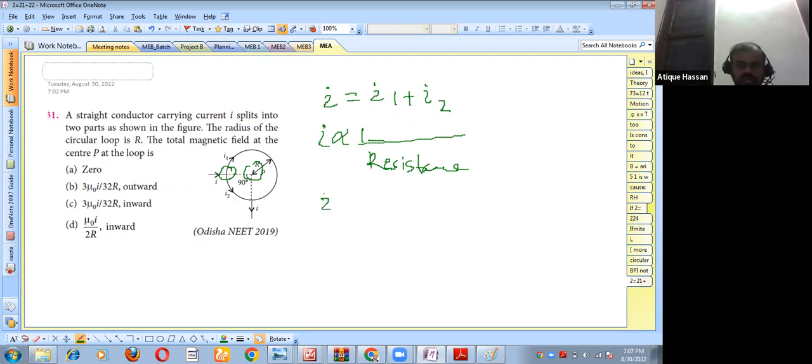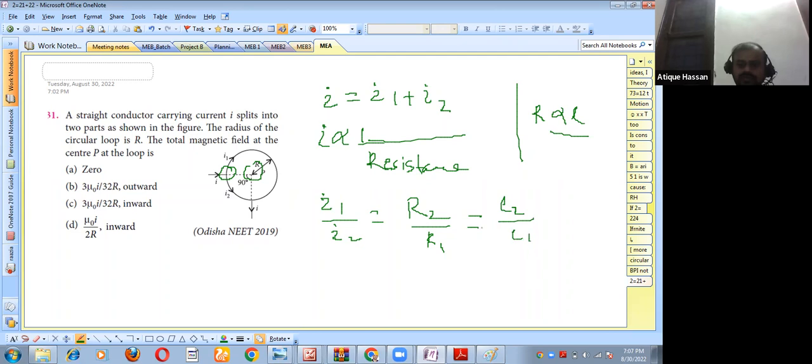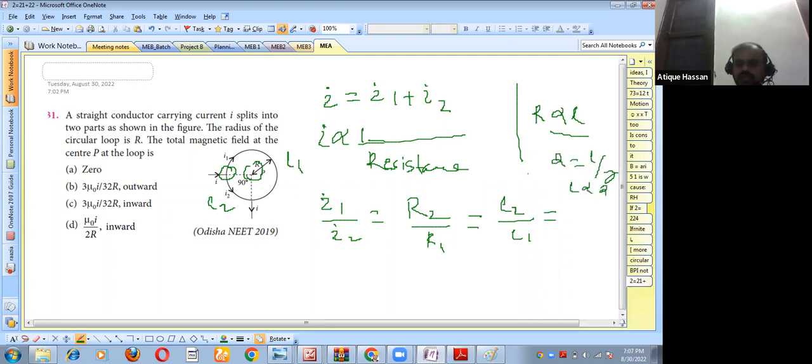From the given diagram, we can see that I1 by I2 will be equal to R2 by R1. We know that resistance of a wire is proportional to length, so it will be L2 by L1. Suppose this length is L2 and this length is L1. Also, length is directly proportional to angle, since theta is L by R.